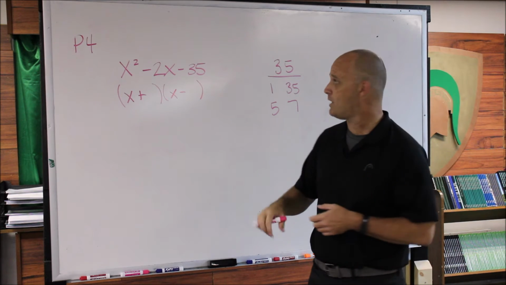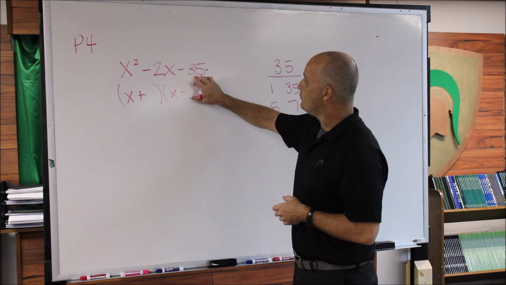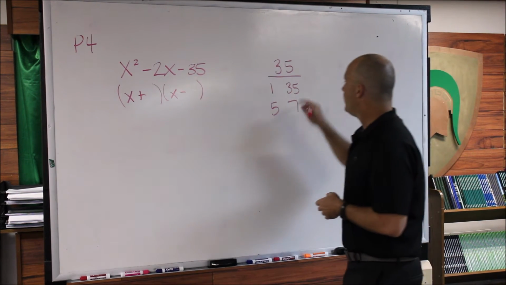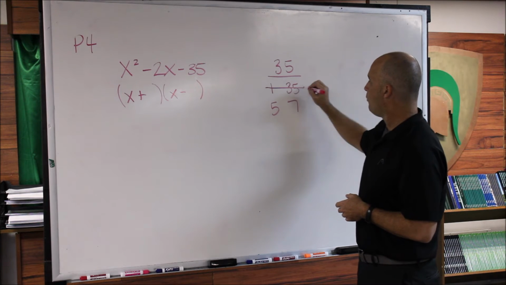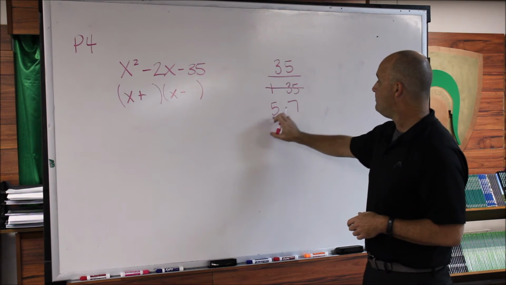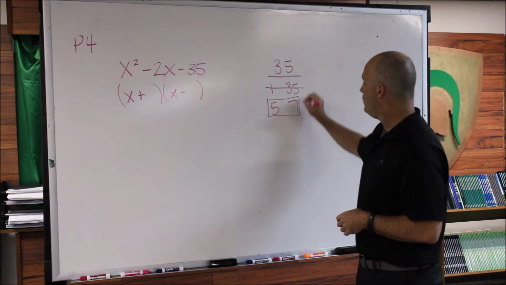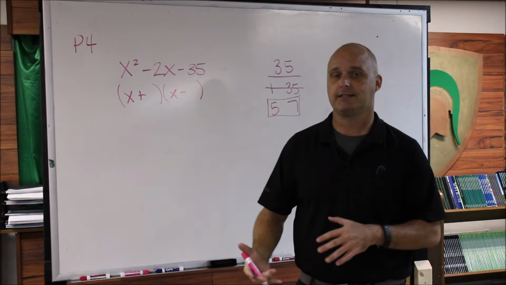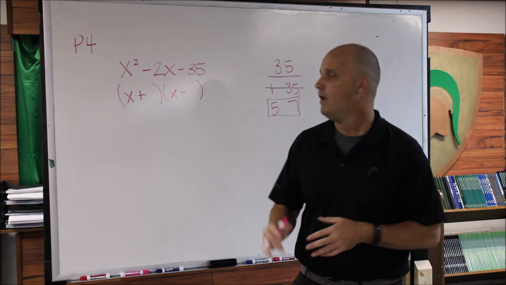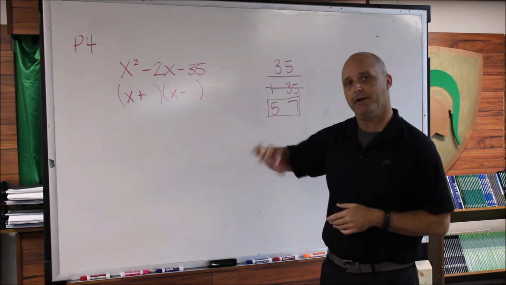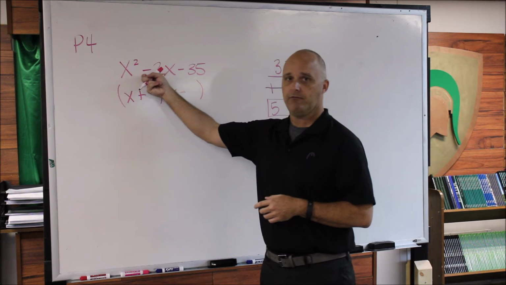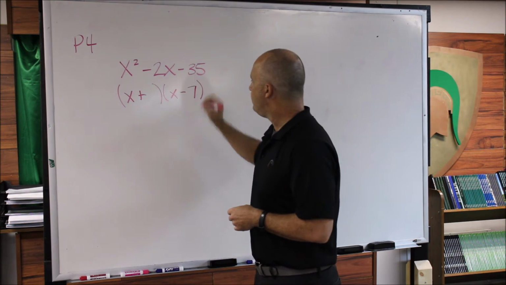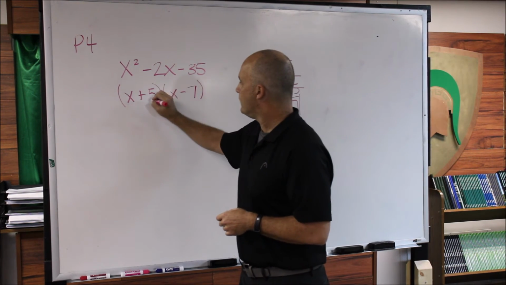So I go ahead and ask myself the question, what are the factors of 35 that subtract to 2? So if I go over here, 35 minus 1 is 34, so that's not it. 7 minus 5 is 2, so I know that this is the factor pairing. Now, in order for me to get the correct solution, I've got to make sure that my bigger factor is the negative one. So the bigger factor in this pairing is 7, so that 7 is going to go there, and the 5 is going to go there.